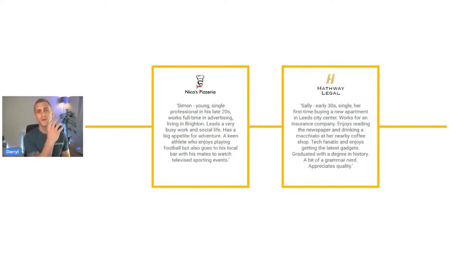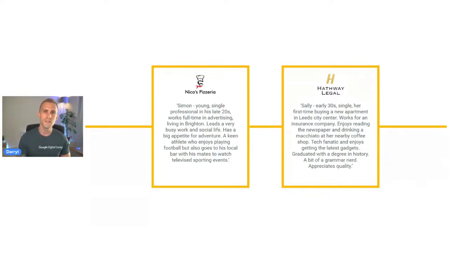Feel free to read through the one on the far right-hand side around Hathaway Legal, but I'm just going to jump into Nico's Pizzeria because it's a Friday and I'm probably going to get a pizza by the end of the day. And maybe by me talking about pizza so much, you might get a pizza too. But Nico's Pizzeria, this is the pen portrait that they built.